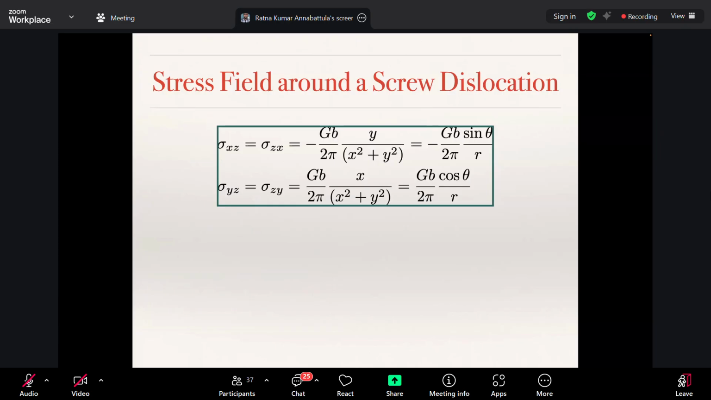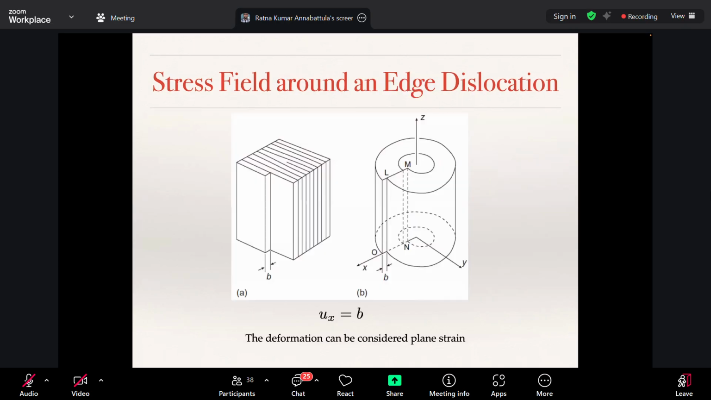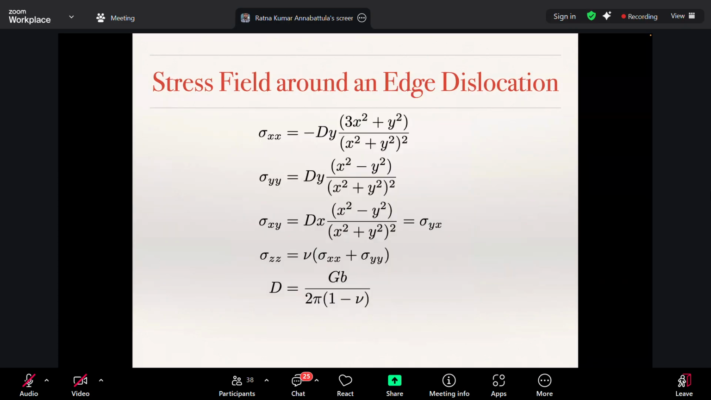And from there, you can calculate the shear stress field around the dislocation. Whereas in the case of an edge dislocation, you will have both normal as well as shear stress components. That is something that we have discussed in the last class. So when you have an edge dislocation, the normal stress and shear stress will always be present.